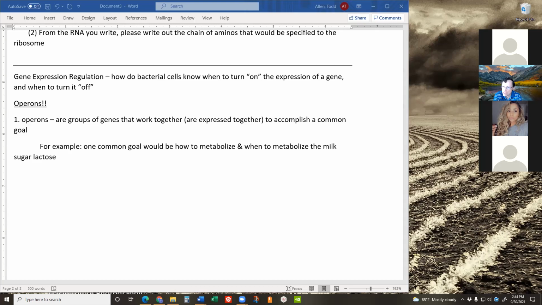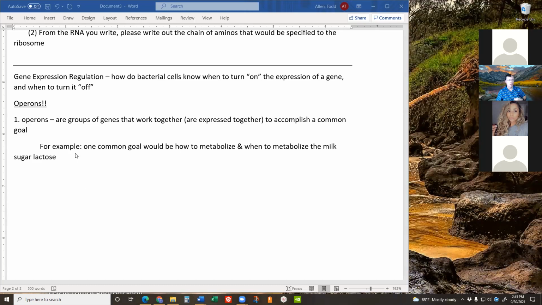You have to know when to turn a gene on and when to turn a gene off, or the gene doesn't do anything meaningful and actually can cause harm to the cell. So one common goal would be how to metabolize the milk sugar called lactose.